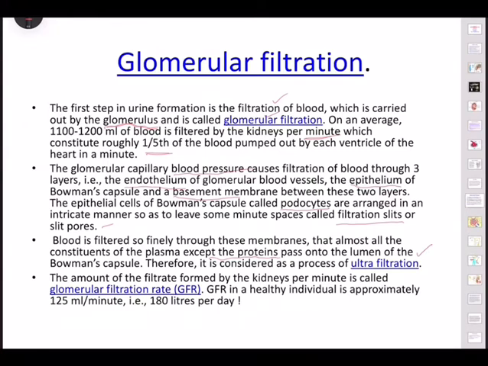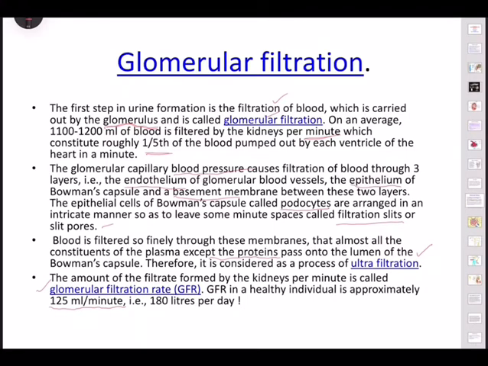So glomerular filtration or ultrafiltration. And what is so great about this? The amount of the filtrate formed by the kidneys per minute is called GFR. Remember this? I will repeat. The amount of the filtrate formed by the kidneys per minute is called GFR, glomerular filtration rate. GFR in a healthy individual is approximately 125 ml per minute.